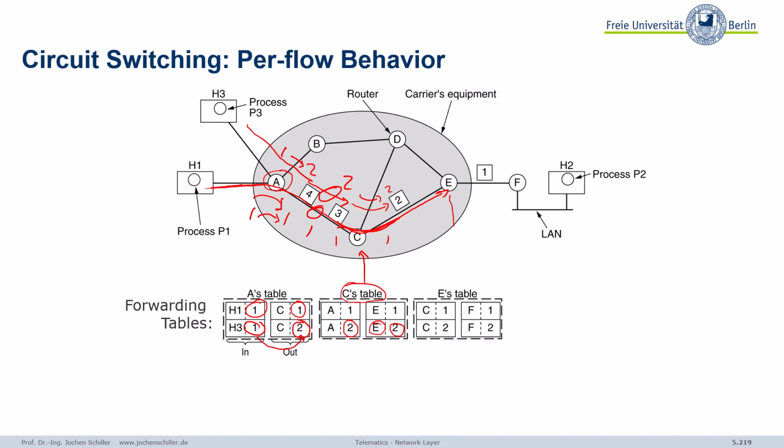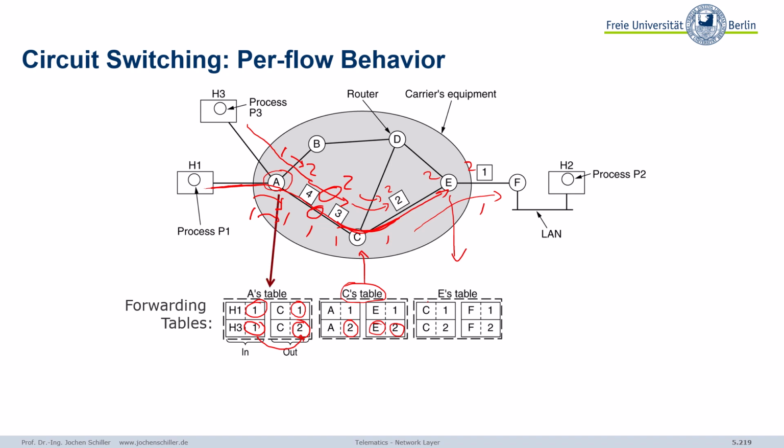Then in E, we see there's traffic coming in from C with the label 1. It goes to F with the label 1, and there's also one with 2 that goes there with the label 2. So the idea is that we perform the forwarding based on labels. During the initial setup of the virtual circuit, we program these tables. So it's not hop by hop and a distributed process, the routing, where we have the path and then fill the forwarding table.